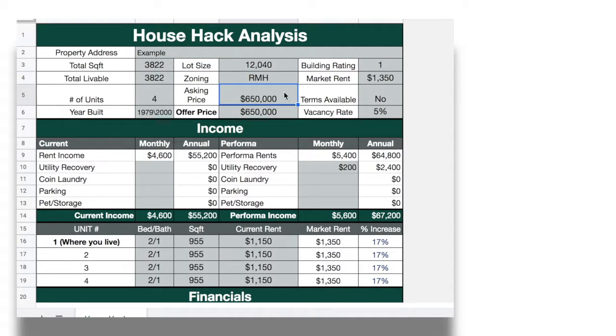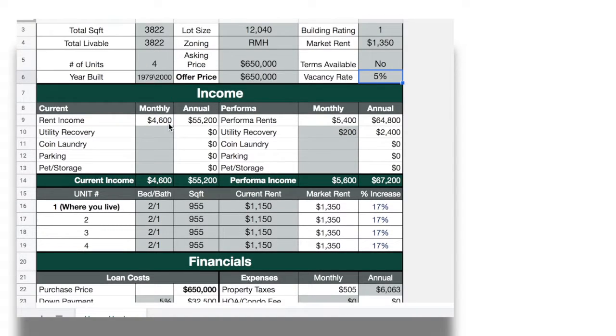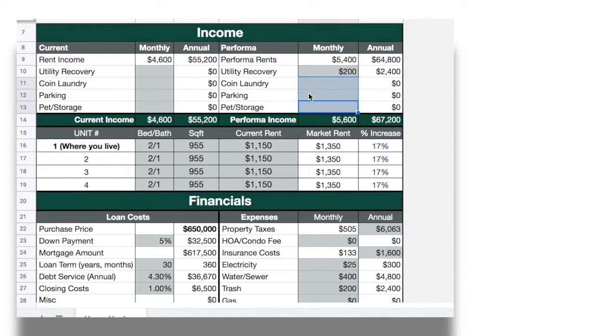Guy still wants $650,5%. We're gonna increase rent from $46 to $540 plus $200, so plus $50 per unit for utility recovery. And we could put some stuff in here, but let's just keep it simple. All right, so in this case, you got this unit where you live.